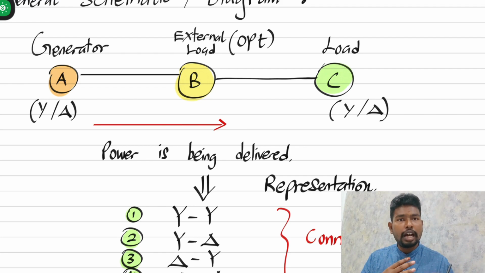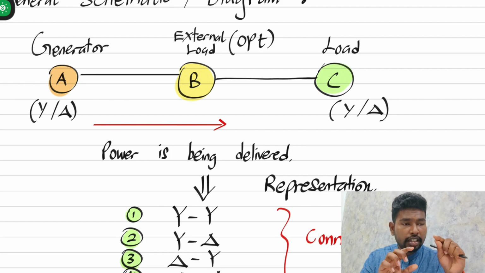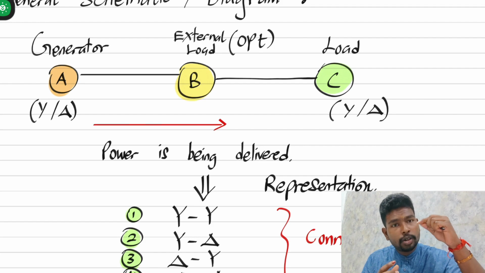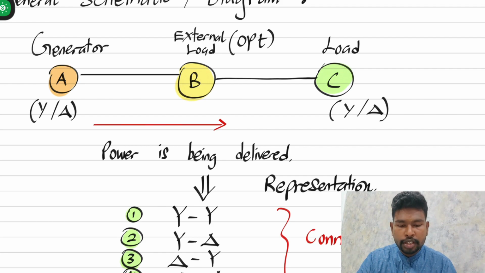Later, I will go through each one of them and their syntax, how they are constructed, why they are constructed that way, and things to be considered when it is constructed in such a manner. So let's look at the four types of connections: star-star, delta-star, star-delta, and also delta-delta.